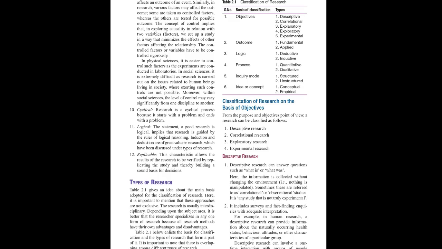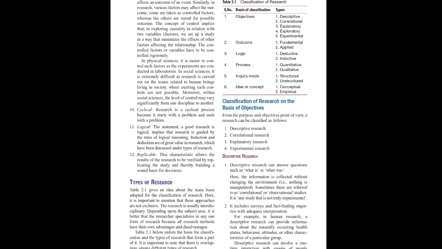9. Controlled factors. In real-life experience, there is always more than one factor that affects the outcome of an event. Similarly, in research, various factors may affect the outcome. Some are taken as controlled factors, whereas the others are tested for possible outcome. The concept of control implies that, in exploring causality in relation with two variables, we set up a study in a way that minimizes the effects of other factors affecting the relationship. The controlled factors or variables have to be controlled rigorously.